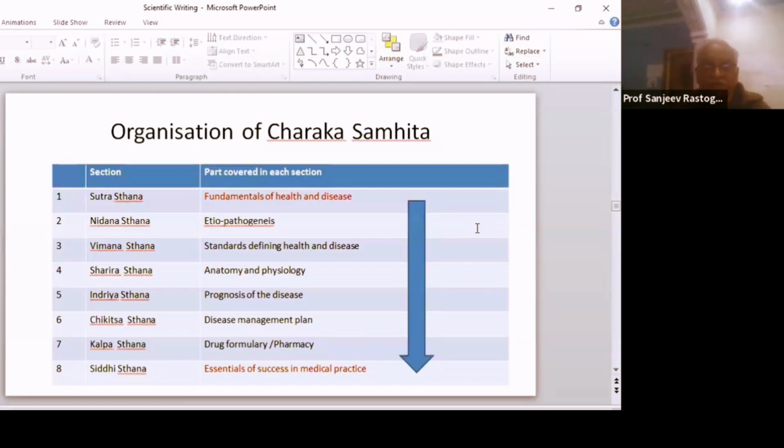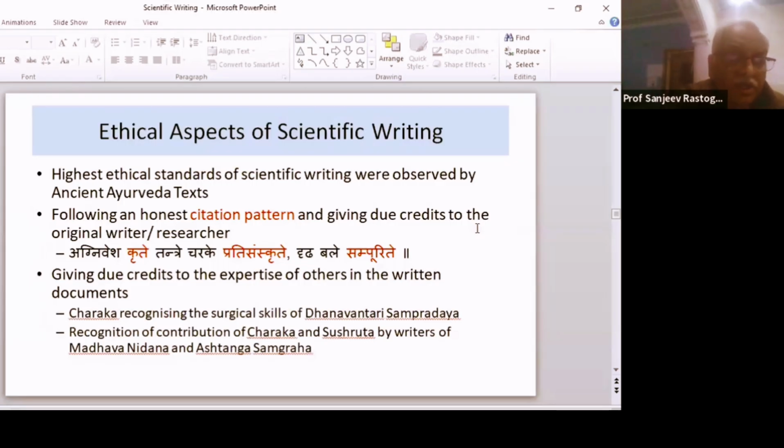And in between, they talk about everything which is needed to become a good practitioner, everything which is needed to ensure that the people who are going to take these medicines remain healthy. So they talk about almost everything. So this is how the Charak Samhita has been organized, and you may feel surprised at how beautifully this Samhita has been organized.